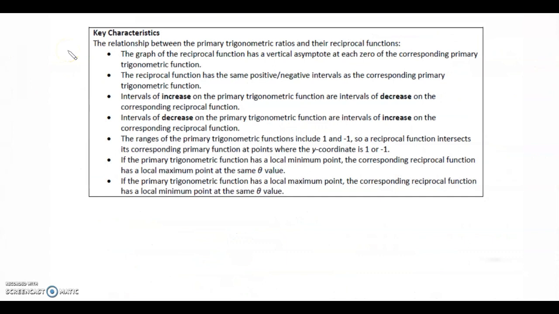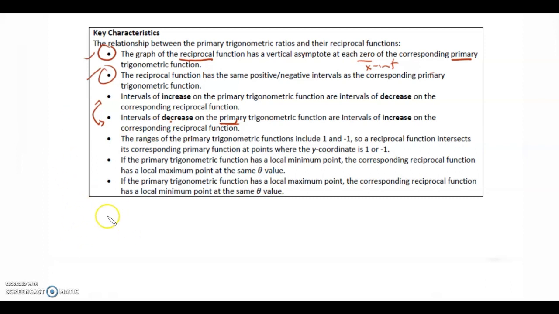So overall key characteristics, the relationship between primary trig ratios and reciprocal functions. So the graph of the reciprocal has vertical asymptotes at each 0, which is like x-intercepts, of the corresponding primary trig ratio. The reciprocal function has the same positive and negative intervals as the corresponding primary trig function. Okay, we went over those. Intervals of increase on the primary trig function are intervals of decrease on the corresponding reciprocal function. And then vice versa, intervals of decrease on the primary are intervals of increase on the corresponding.